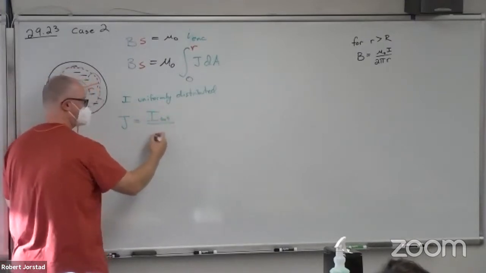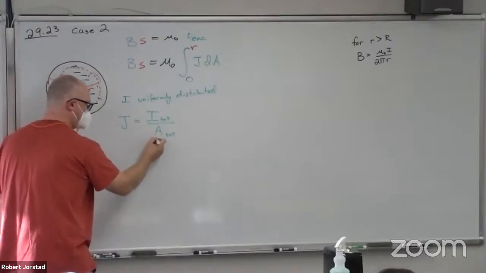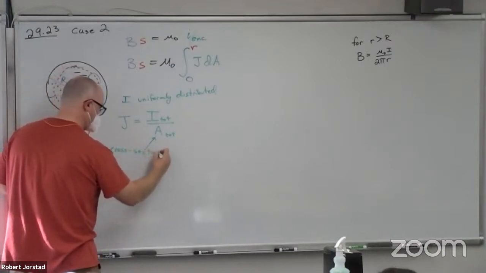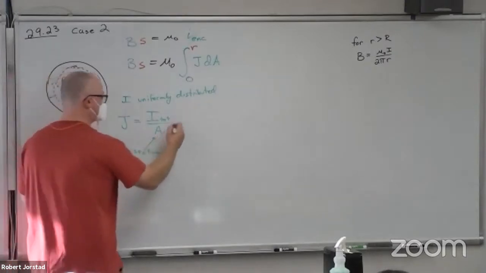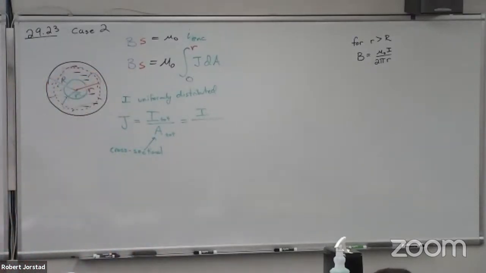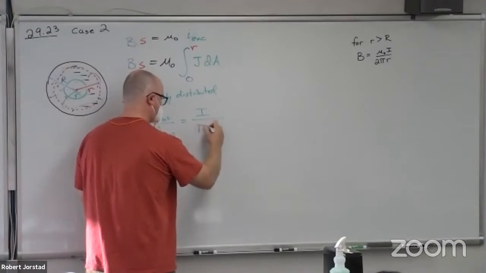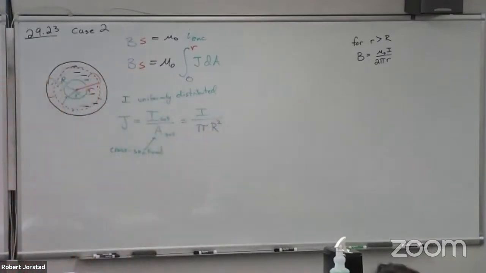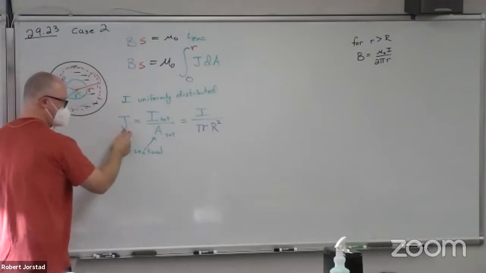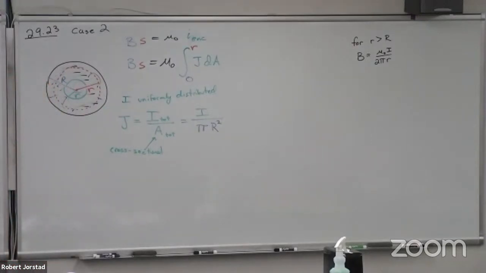I total over area total. Remind me, was this the sidewall area? Cross-sectional. This is crucial. That's cross-sectional. I'm going to assume that the total current is I. What's the area total I should use? Pi big R squared. Got it? Think about it. If I have this current spread out over the whole thing, that's why I have to use big R for J. It's the total current over the total area of the entire thing. So far, so good?